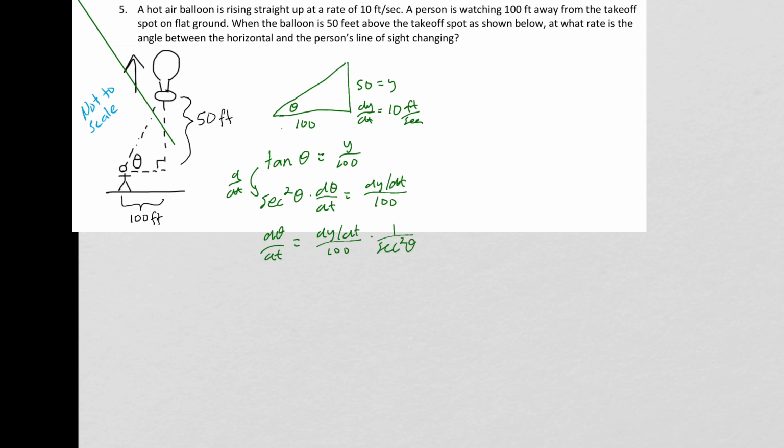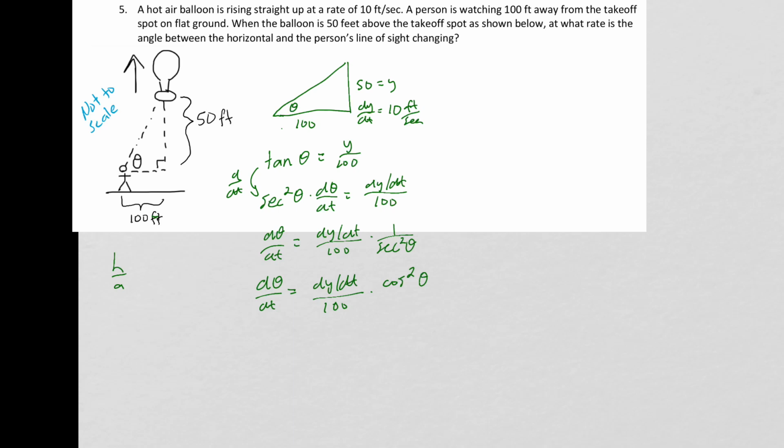squared of theta. Secant is hypotenuse over adjacent. You should know that. And so 1 over secant is going to be this flipped upside down. What's that? Adjacent over hypotenuse when I flip these two. So what I can do is I can rewrite this as d theta over dt equals dy over dt all over 100 times cosine squared of theta. So we know some things here.